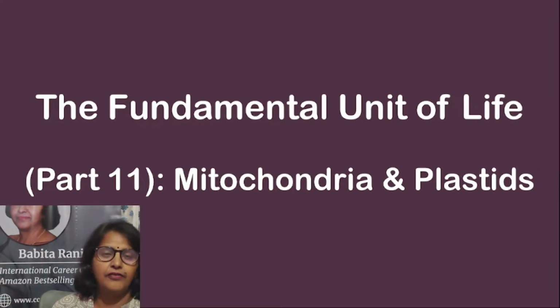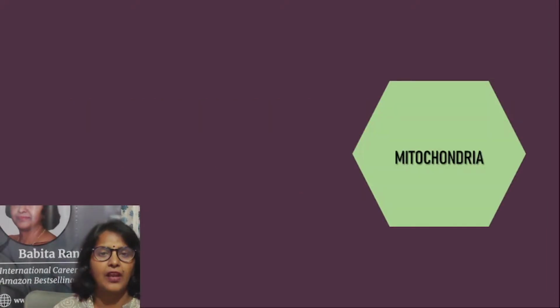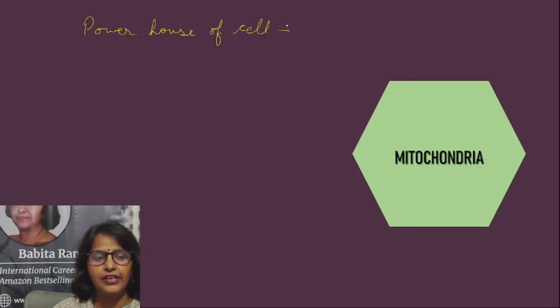In the last few classes we have studied the endomembrane system, in which we studied about endoplasmic reticulum, Golgi bodies, lysosomes and vacuoles. Today we are going to study mitochondria and plastids. Mitochondria, as you have studied in earlier classes also, is known as the powerhouse of the cell. Why? Because energy is produced here. So cellular respiration takes place in mitochondria.